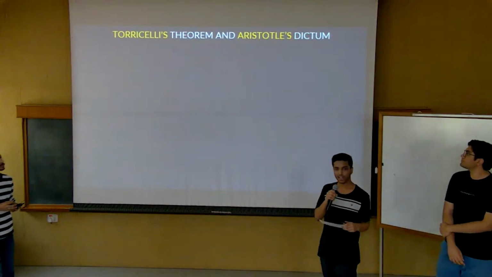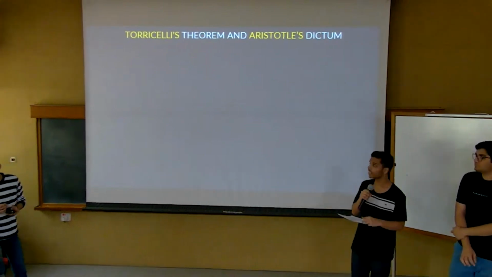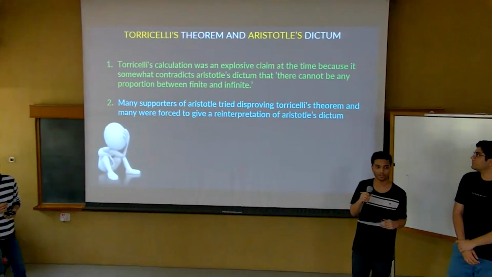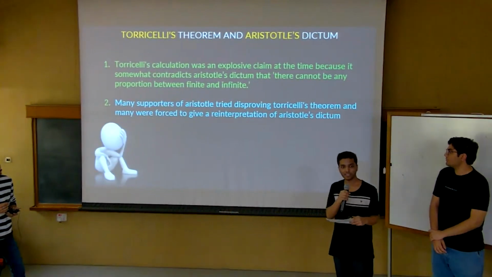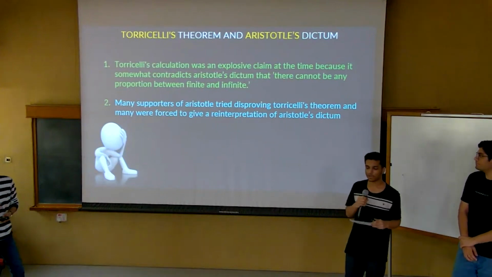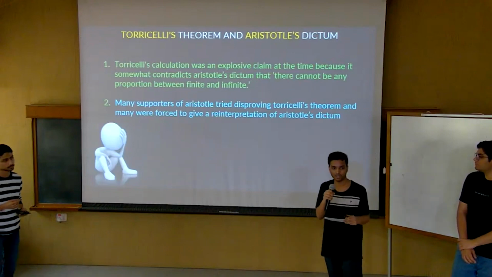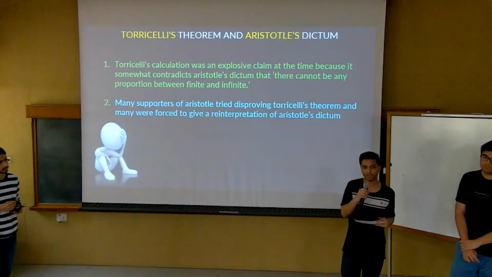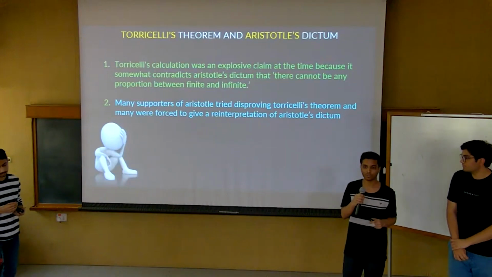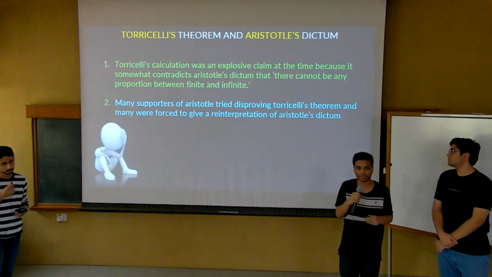Interestingly, at the time these calculations were made, Aristotle's dictum was quite prevalent, and it states that there cannot be any relation between the finite and the infinite. But seemingly, these results of Torricelli's contradict this dictum. So many supporters of Aristotle tried to directly disprove these calculations, as at the time these calculations were made, calculus was not introduced. But they weren't able to do this. And other supporters of Aristotle tried to offer some reinterpretation of Aristotle's dictum.